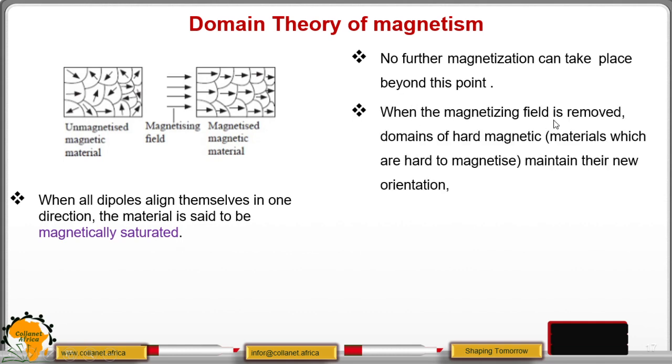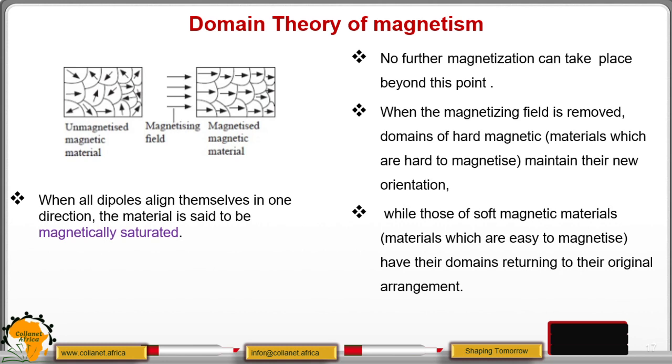Now, when the magnetizing field is removed, the domains of hard magnetic material... When we talk of hard magnetic material, these are materials that are very difficult to magnetize. When the magnetizing field is removed, the domains of hard magnetic material maintain their new orientation. In other words, hard magnetic material will retain its magnetism even when the magnetizing field is removed.